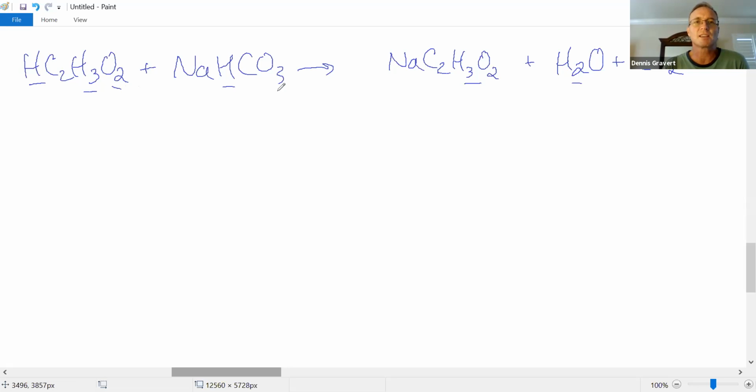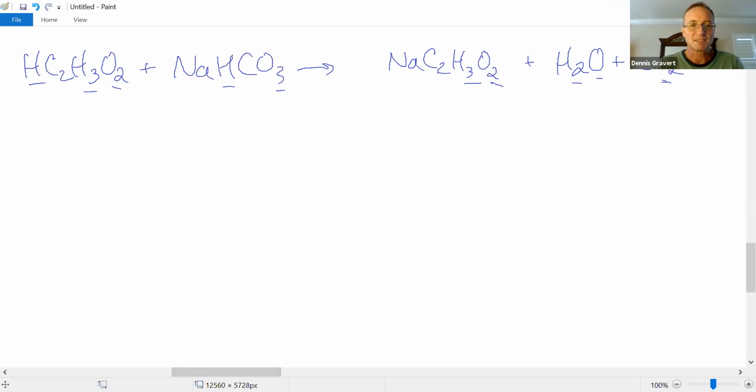Got 2 O's and 3 more makes 5 oxygens. 2, 3, 4, 5. Yeah, everything's balanced. Love that when it happens. Cool. Step 2's done. It's already balanced. Now we need the physical states.